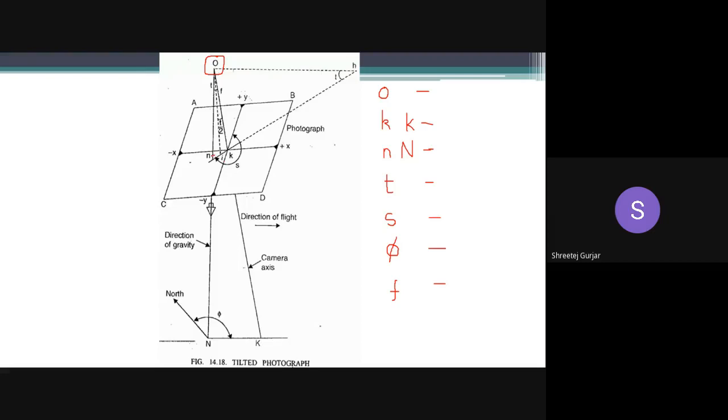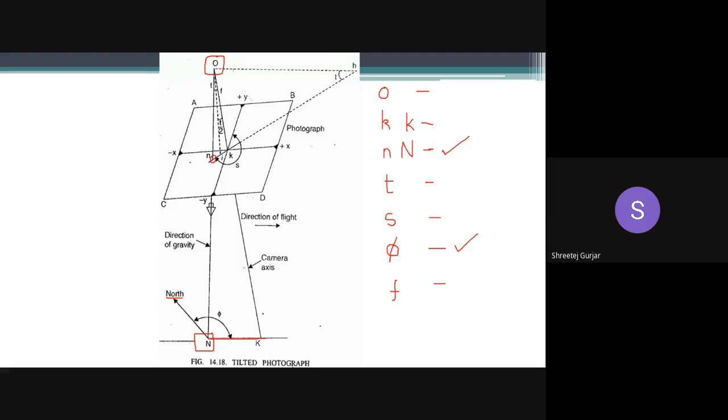N is the nadir point on the photograph, and the capital N is on the ground, the ground nadir point. Okay, so N is done. Next, any other point? Psi is the azimuth point of this particular line NK. It is the horizontal angle measured from the north.